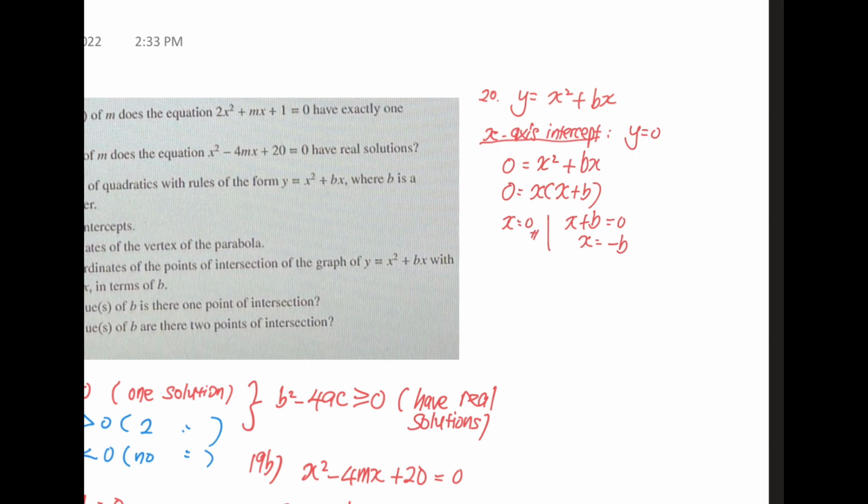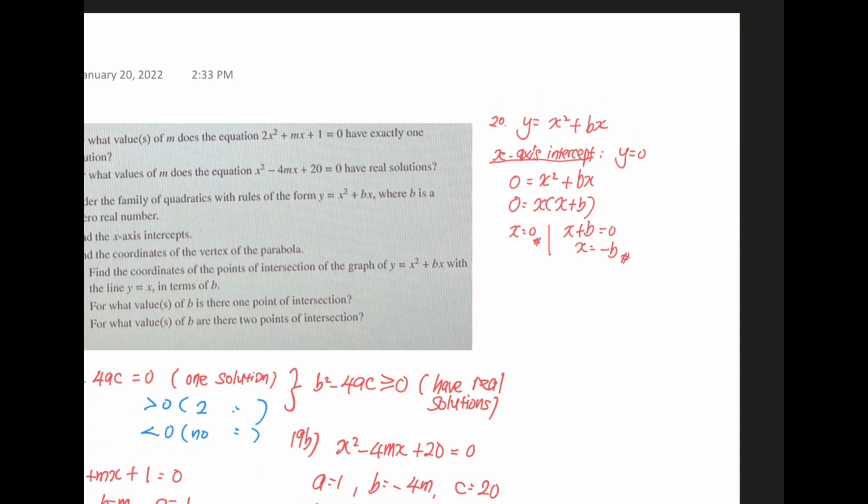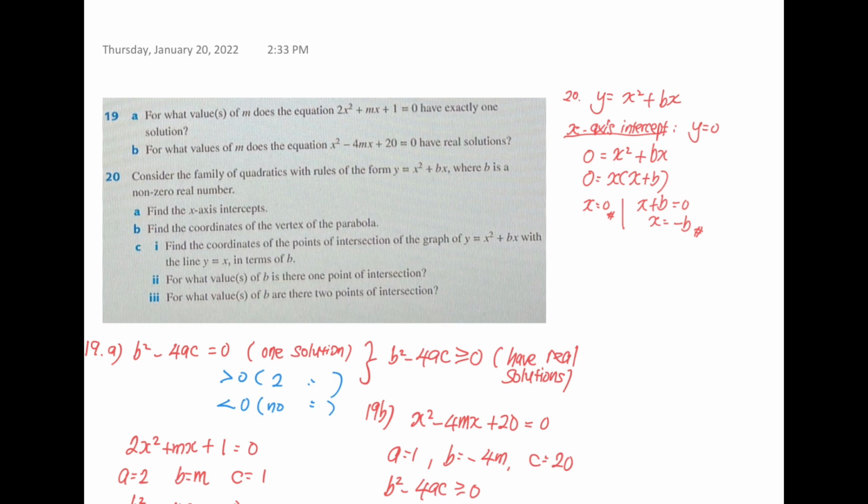So we have two x-intercepts, which are 0 and minus b. Okay, so two x-intercepts here. And after that, we are done. This is the answer for A. Now B, let's see what they ask.